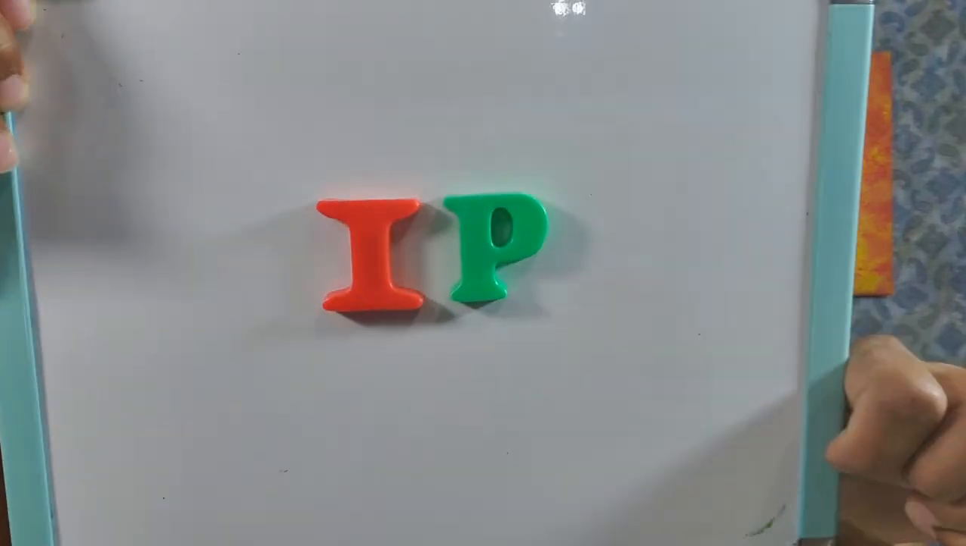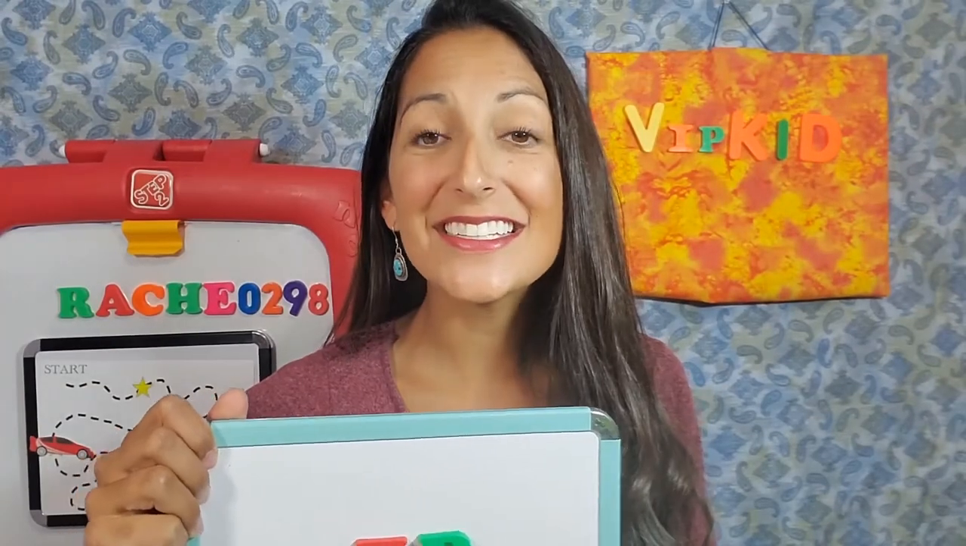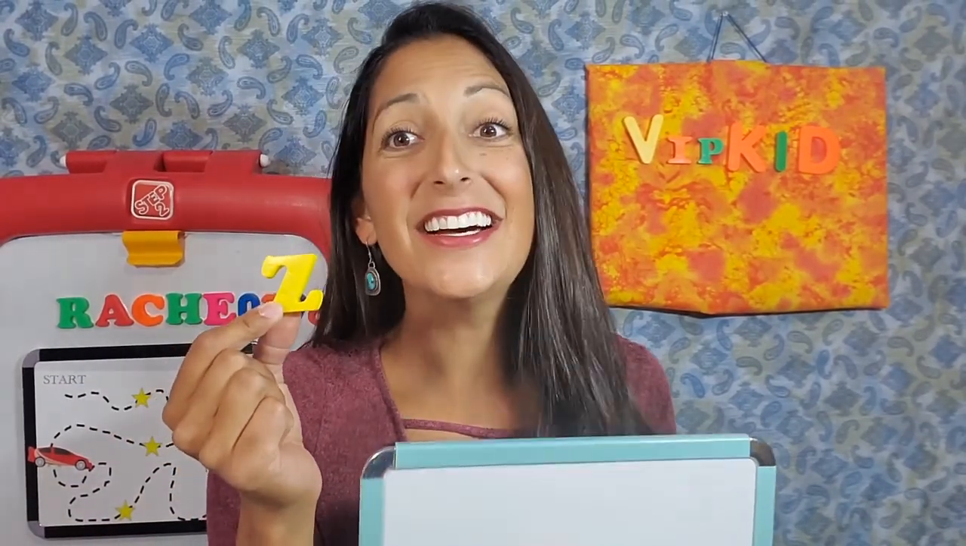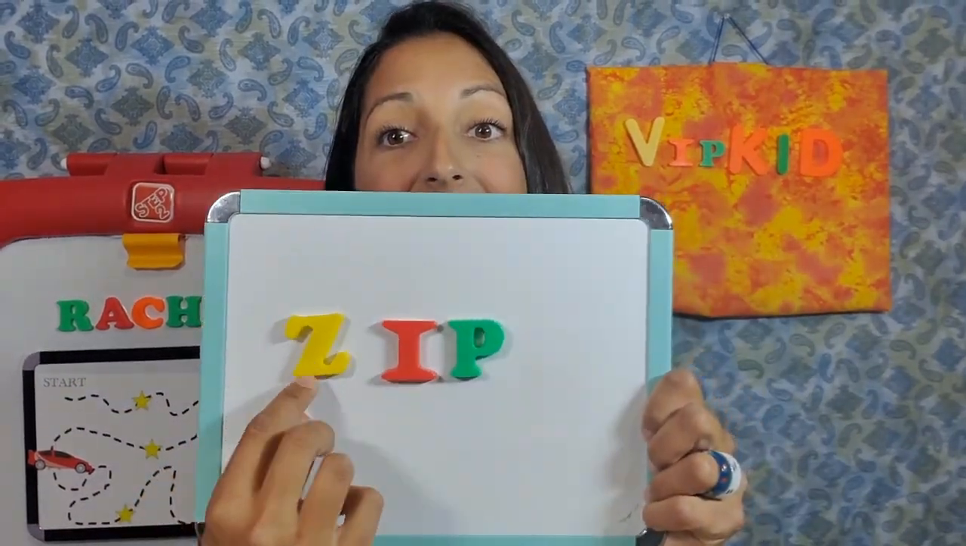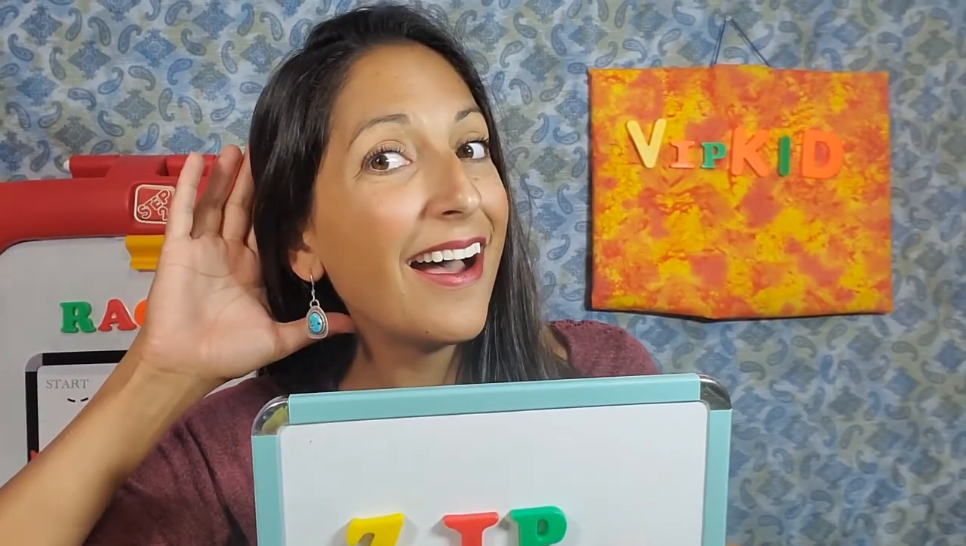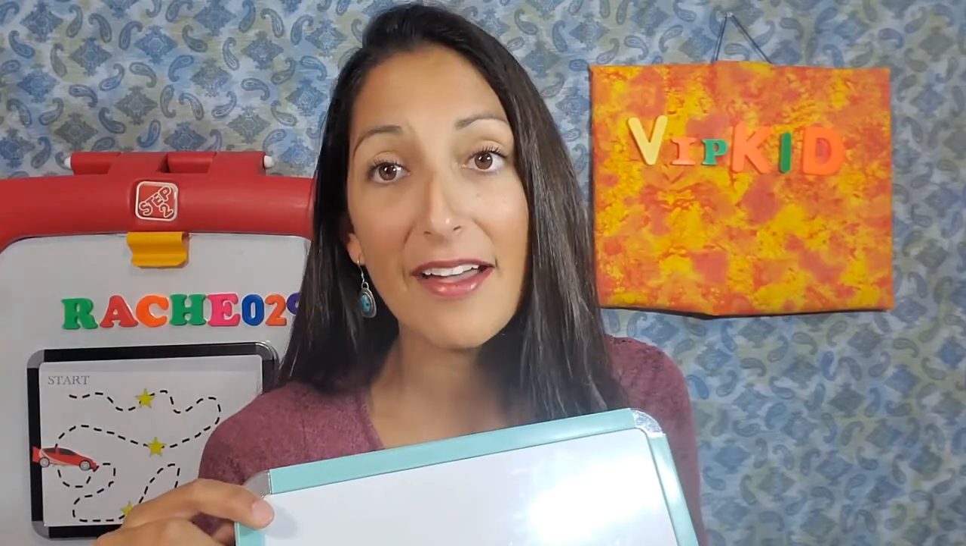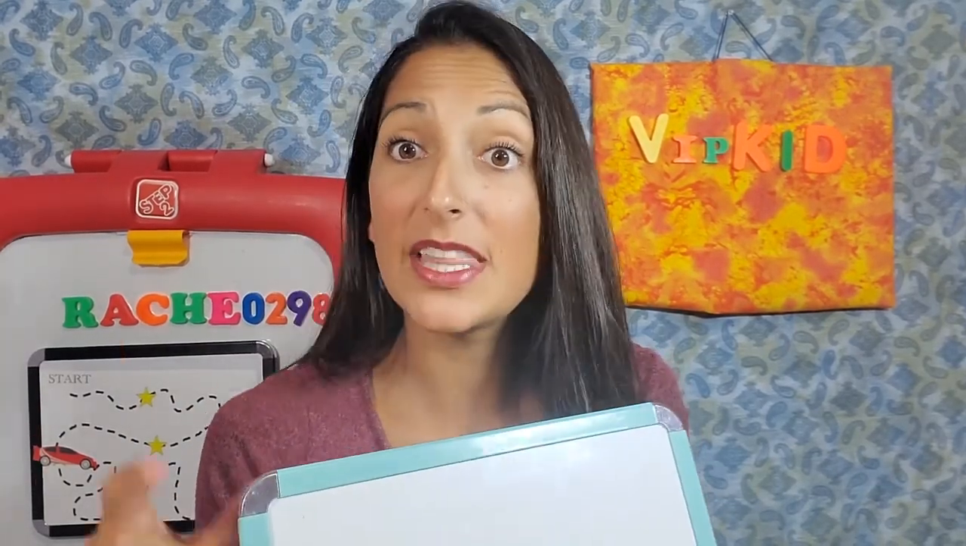Ip. Good. Ip. Great. Then I'd pull up the Z. Z. Good. Zip. Zip. Good. Circle, zip. Have them circle on the screen. Then do each individual letter.